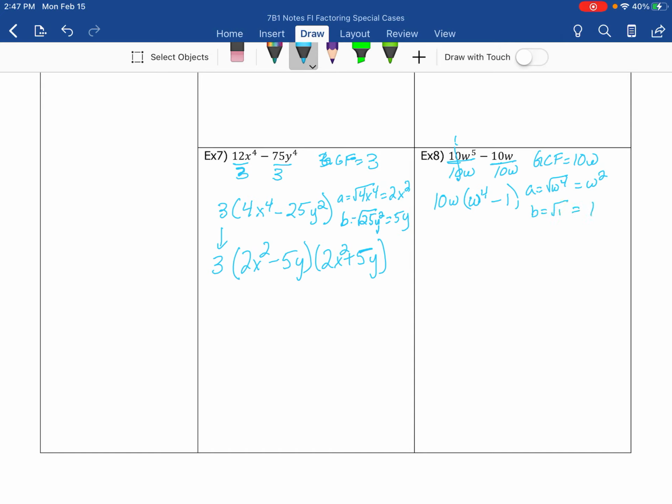I can take the square root of my first term, which is going to be w squared, and I can take the square root of 1, which is just 1. So I bring my greatest common factor down. That's going to be w squared plus 1 times w squared minus 1. Now I look, you need to remember that 1 is a perfect square, okay? Is w squared a perfect square? Well, yes, both of them are perfect squares, and this is a plus. This cannot be factored further because even though they're perfect squares, this has a plus.